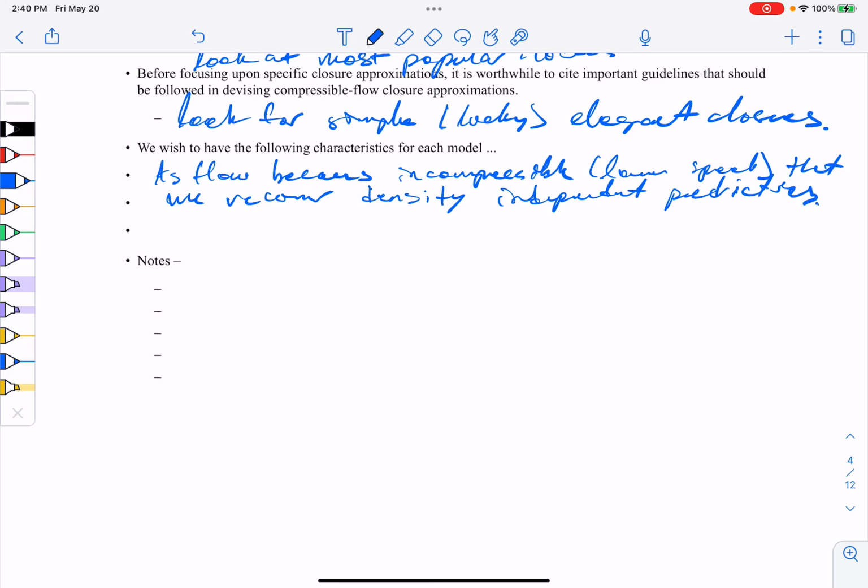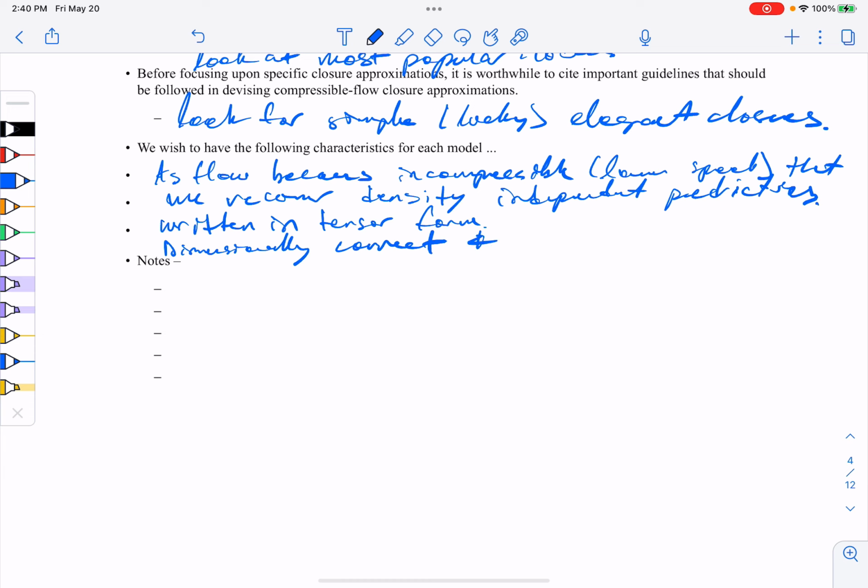Second, the closure should absolutely be written in tensor form. That has advantages, and it's good to have it be accepted by the community. And all the closures should be dimensionally correct. And Galilean invariant, meaning that when we rotate them, we're getting the same formulation and results.